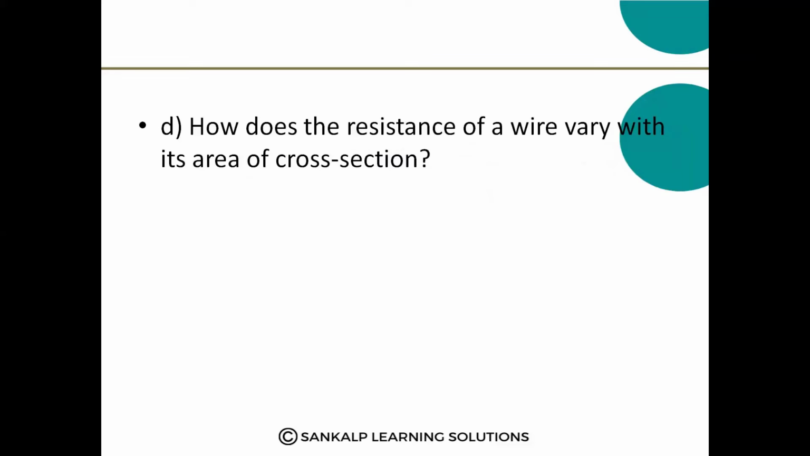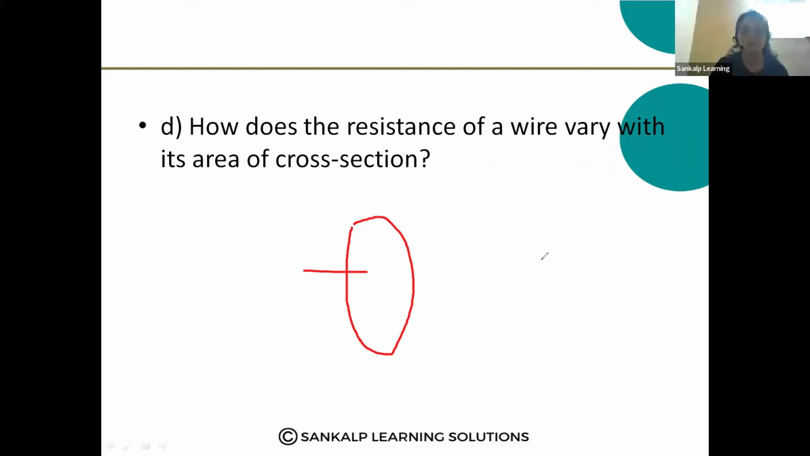Next question. How does the resistance of a wire vary with the area of cross section? So when the area of cross section increases, what happens to the resistance? When the area of cross section decreases, then what happens to that resistance?